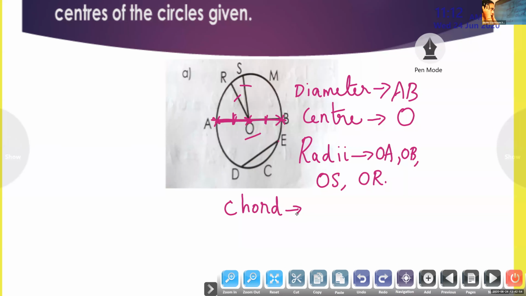Ma'am, DE. DE, very good. DE and one more. Megha is trying. Yes, Megha? DE and one more, ma'am, I am not getting. Who can say that one? Niranjana, yes. OS. OS is a radius. That is here. OS. That is a radius.